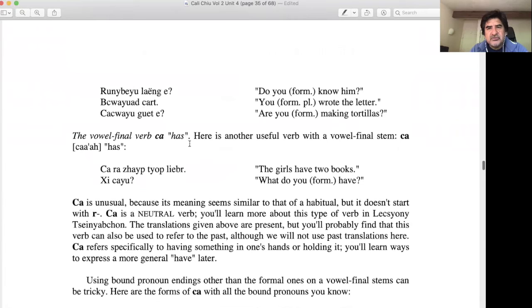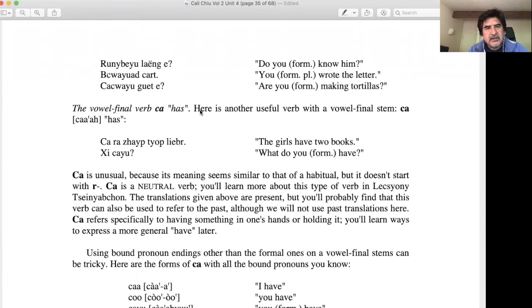Okay, so let's continue. We have other sentences here. In the rumbe, do you formal know him? Rumbe yulang e. And the qua verb. Qua yut kart. You formal wrote the letter. Kakwa you get a. Another meaning of kwa is making tortillas. Are you formal making tortillas? Kakwa you get a.